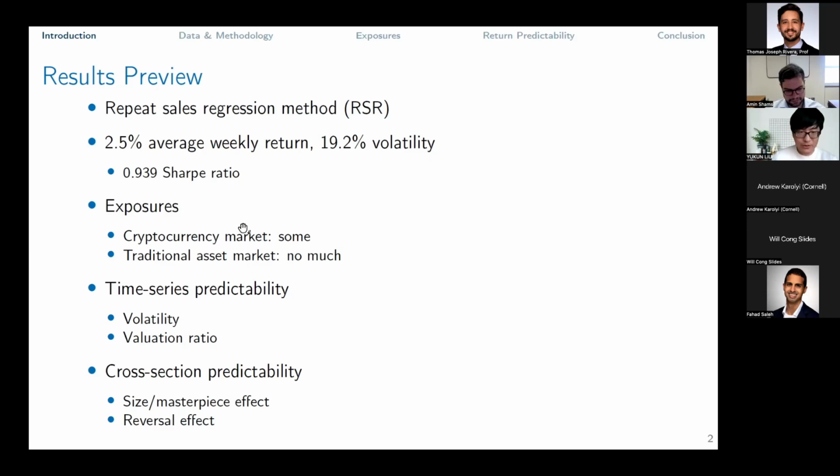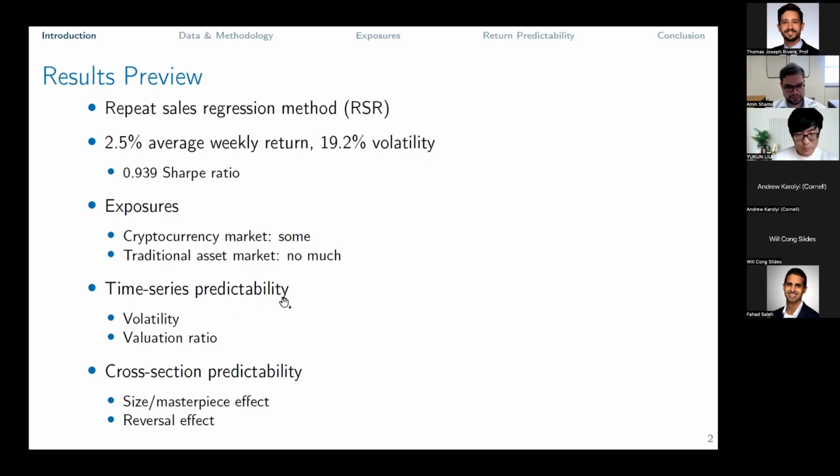In terms of its exposure to the cryptocurrency market, there are some important exposures. However, the majority of the variation of the NFT market is still very different from the cryptocurrency markets. Versus the traditional asset markets, there's basically very little exposure above and beyond the connections to the cryptocurrency market. We're going to think about the return predictability properties of the NFT market, both in terms of the time series and the cross-section.